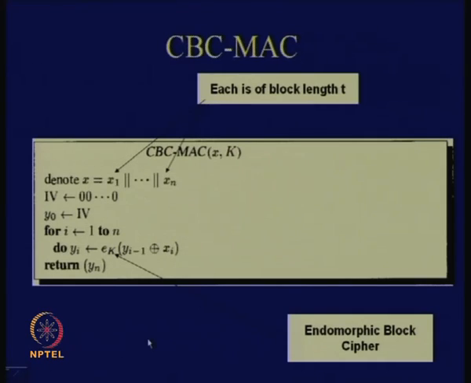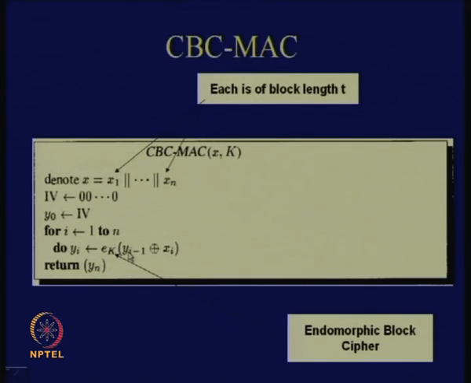Then we will conclude today's class with a construction called CBC-MAC. All of us know what CBC is by now, cipher block chaining. In order to compute CBC-MAC, you take x and a key k. Assume that each of the values x1 to xn is of block length t. You choose an arbitrary IV, which can be all zeros, and make y0 equal to the IV.